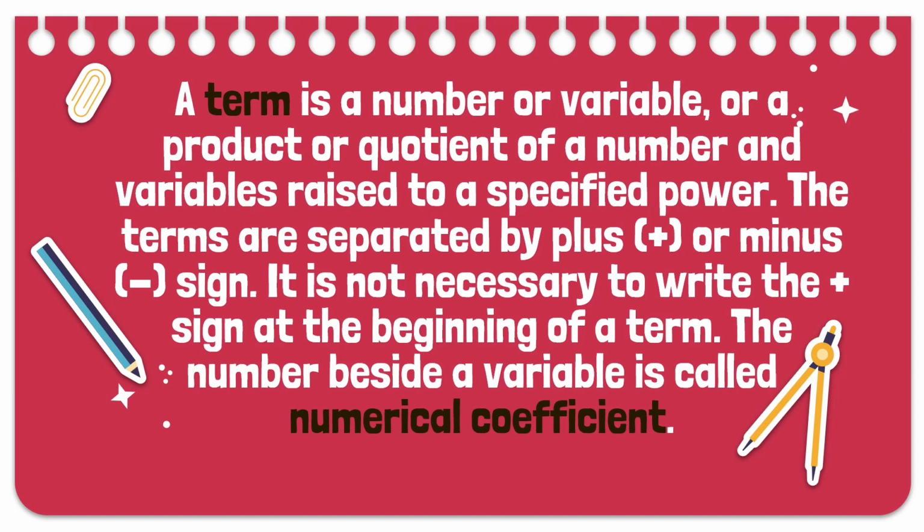The number beside a variable is called numerical coefficient. So, dalawa kasi yung coefficient natin. Meron tayong literal coefficient and numerical coefficient. Yung kadalasang katabi ng variable na number, ang tawag natin doon is numerical coefficient.